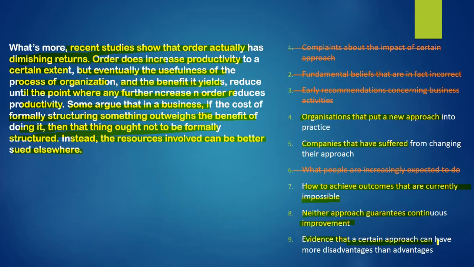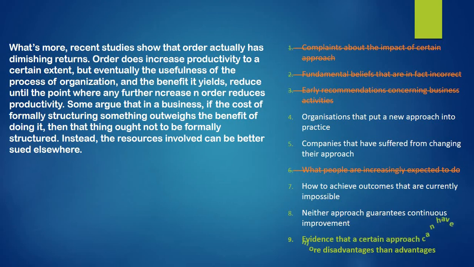Evidence that a certain approach can have more disadvantages than advantages. Yes, this one is right, because the passage said that order has diminishing returns after it has reached an extent. So the answer is heading number 9.